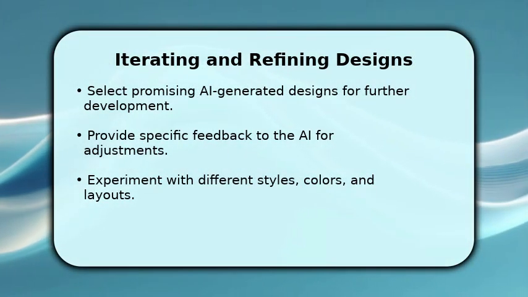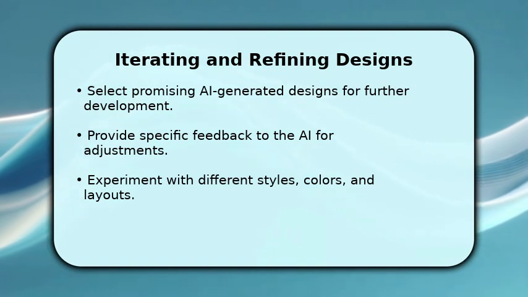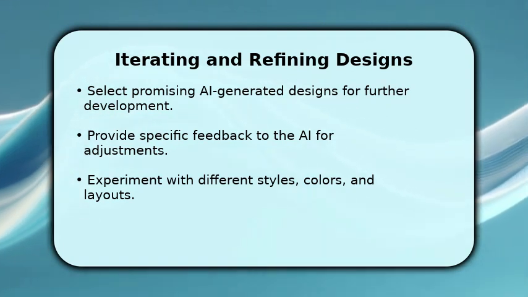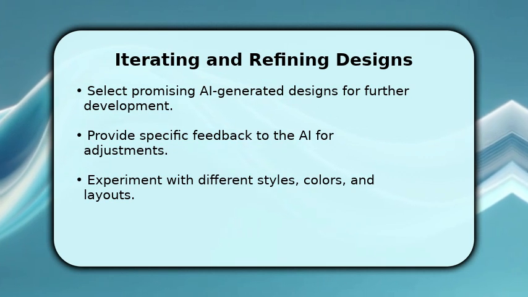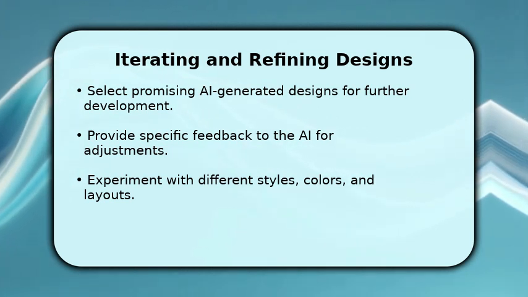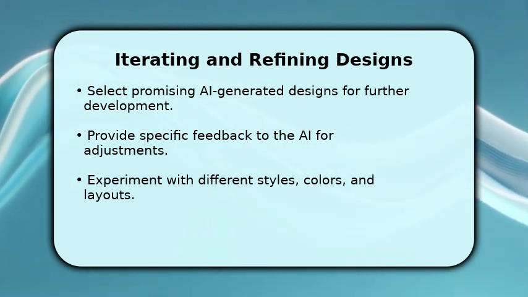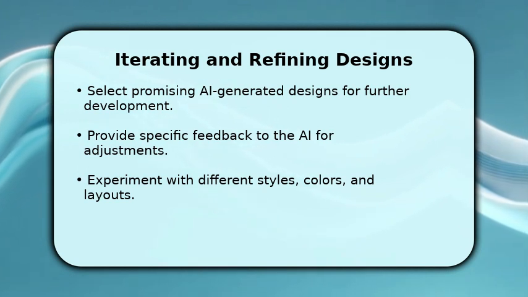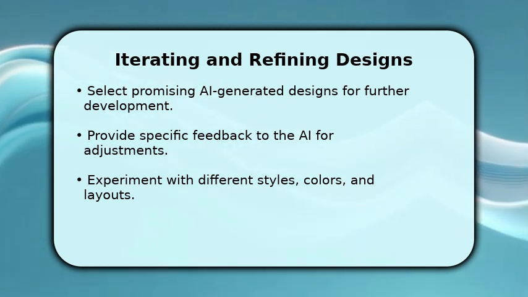Next, select the most promising AI-generated designs for further development. Provide specific, detailed feedback to the AI, such as make the logo 20% larger or change the color palette to warmer tones. This allows for rapid iteration.